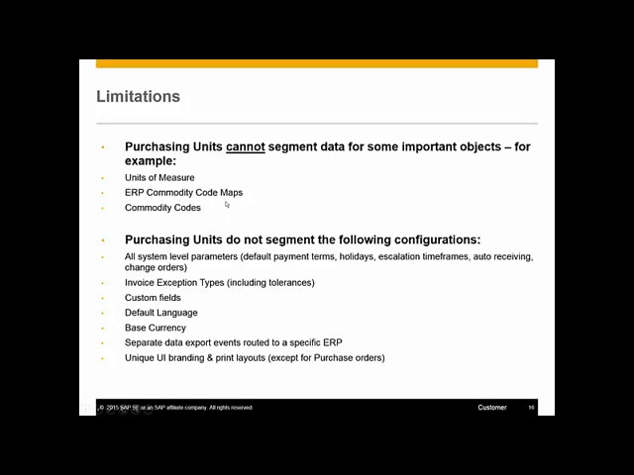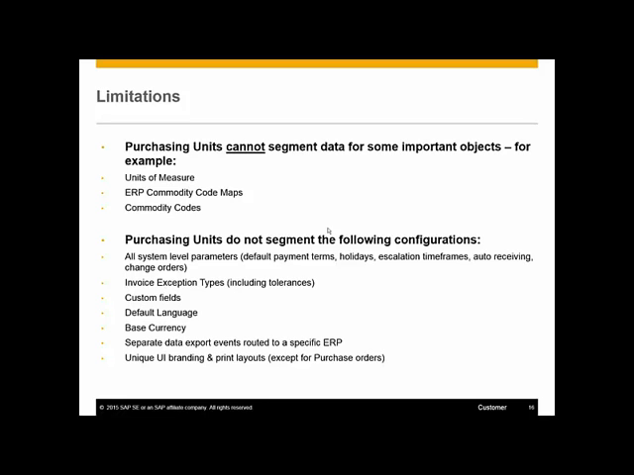Secondly, the ERP commodity code map. That's a file that establishes the relationship between commodity codes and accounting. That cannot be segregated based on purchasing units, as well as the commodity codes themselves. Purchasing units, in addition, will not segregate some of the following configurations. And we talked about that they would segregate approval flow configuration. However, parameters, for example, which are global system settings that only Ariba personnel have access to, cannot be segregated based on purchasing units.